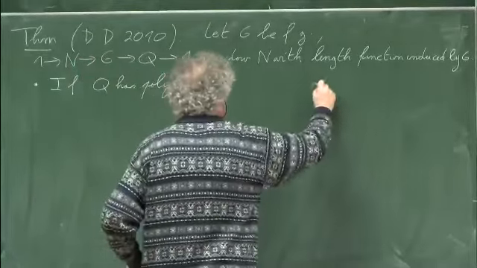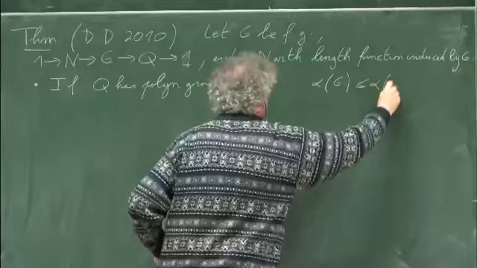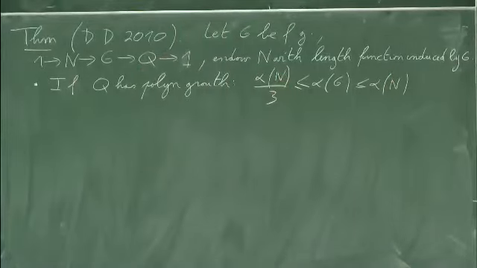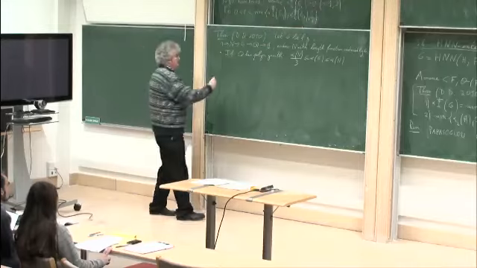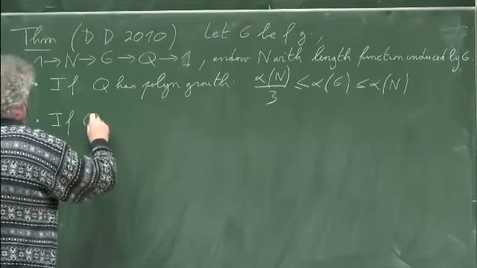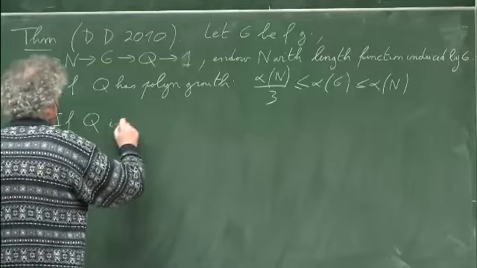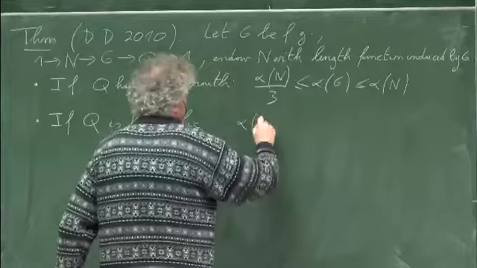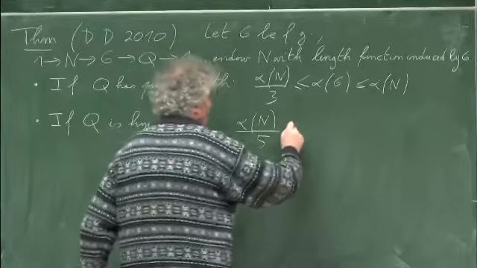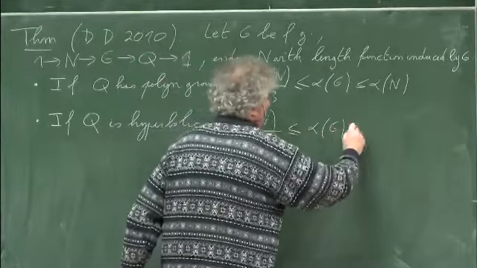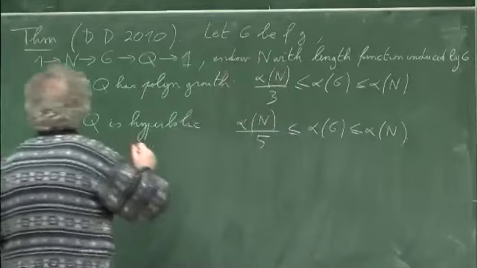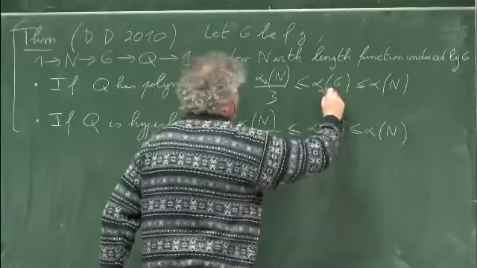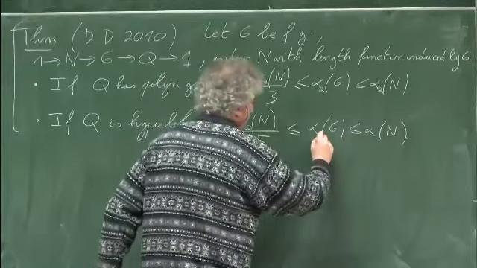then of course alpha G is less than alpha N, but alpha G is larger than alpha N over 3. And the second result is that if Q is hyperbolic in the sense of Gromov, we get that alpha N over 5 is less than alpha G, which is less than alpha N. And it's about Hilbert compression, so I should put 2 all over.